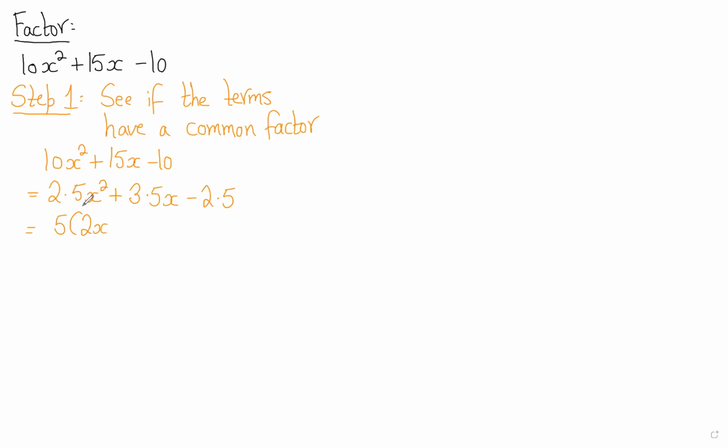And so if I pull the 5 out from my first term, I'm going to be left with just 2x squared, right? If I pull the 5 from my second term, I'm going to be left with just 3x. If I pull the 5 from my third term, I'm going to be left with just -2, right? And this is the first step. So this is a step which sometimes we might need to skip because the terms might not have a common factor, right? So if the terms don't have a common factor, we can skip this step and move on to the second step, right? Okay, let's do our second step in pink.